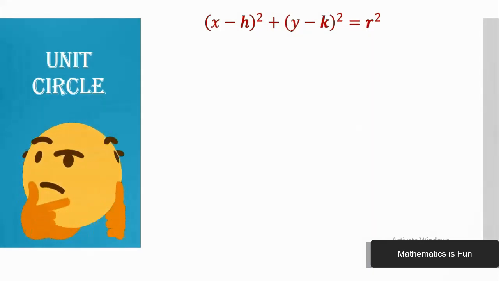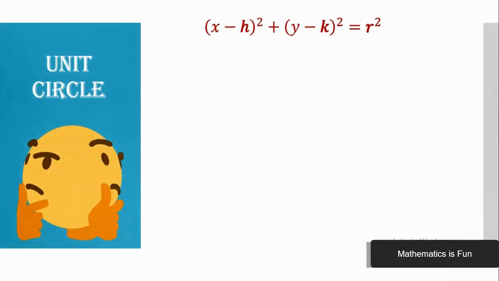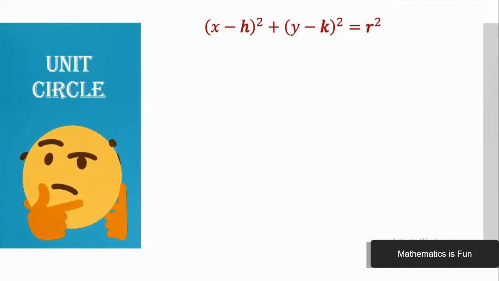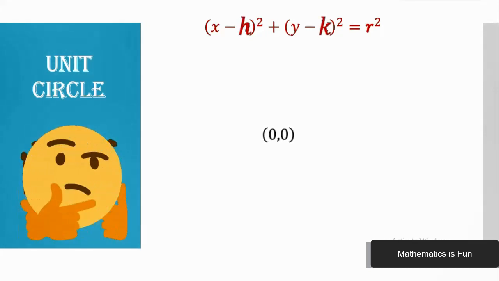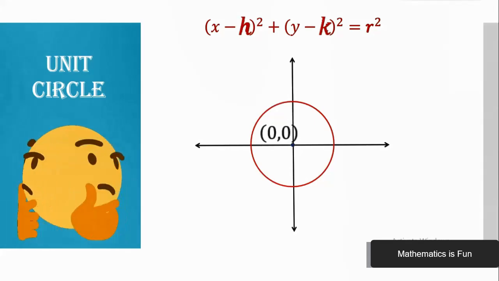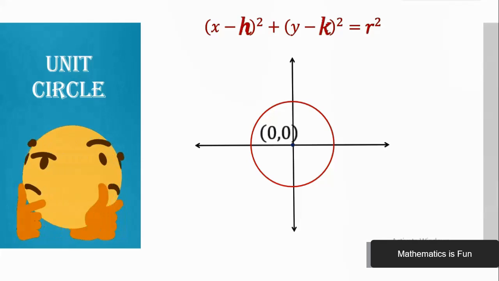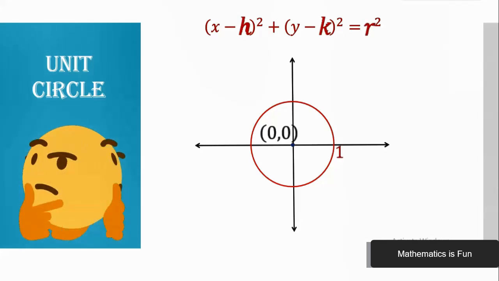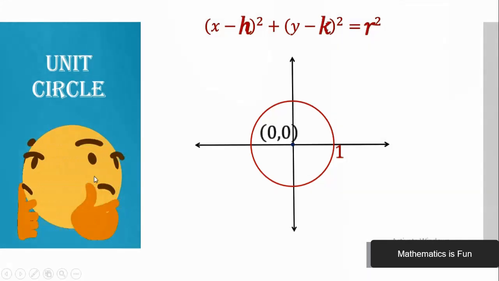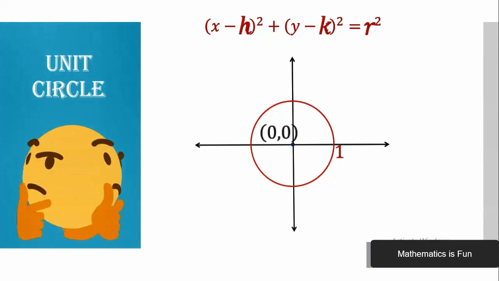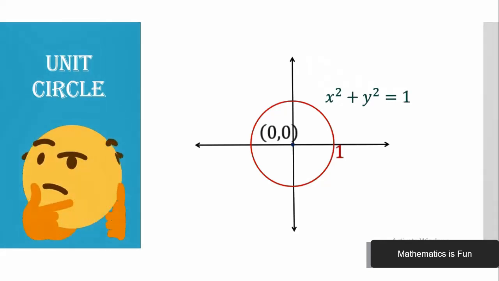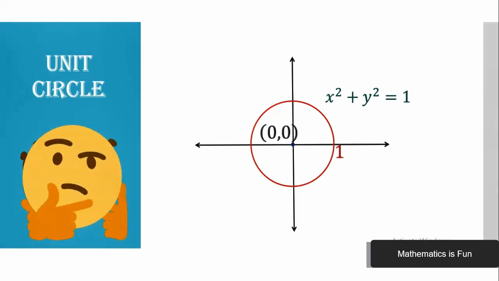Now what is a unit circle? Let's talk about the unit circle. How can we get a unit circle? If h and k both take the value 0, then the circle would shift to the origin, and if the radius of the circle becomes 1, then the circle we obtain is referred to as the unit circle. So the equation of the unit circle is x squared plus y squared is equal to 1. That's all for this part.